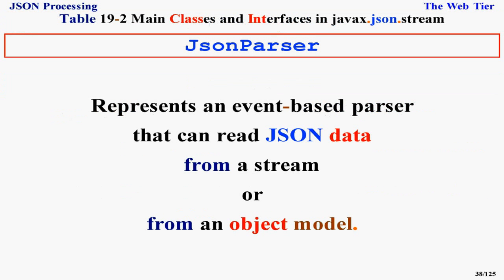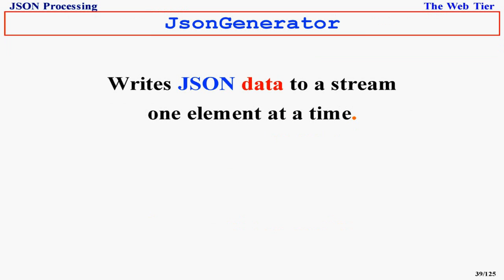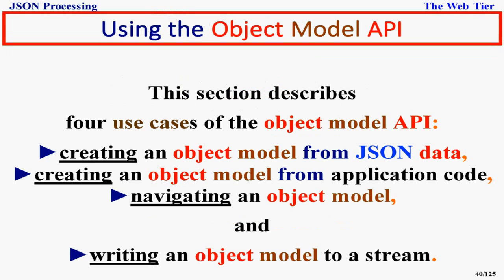Table 19-2: main classes and interfaces in javax.json.stream. JsonParser represents an event-based parser that can read JSON data from a stream or from an object model. JsonGenerator writes JSON data to a stream one element at a time, using the Object Model API. This section describes 4 use cases of the Object Model API.